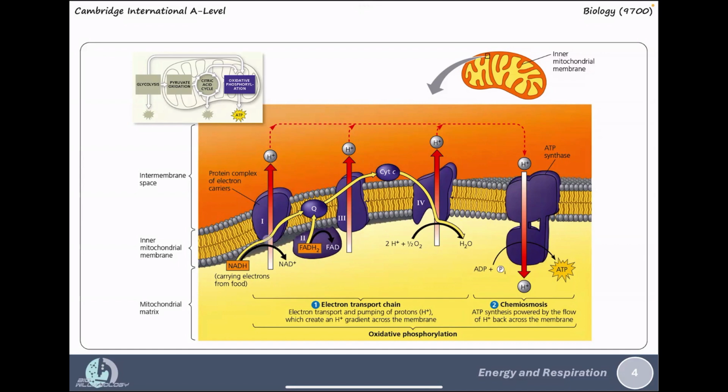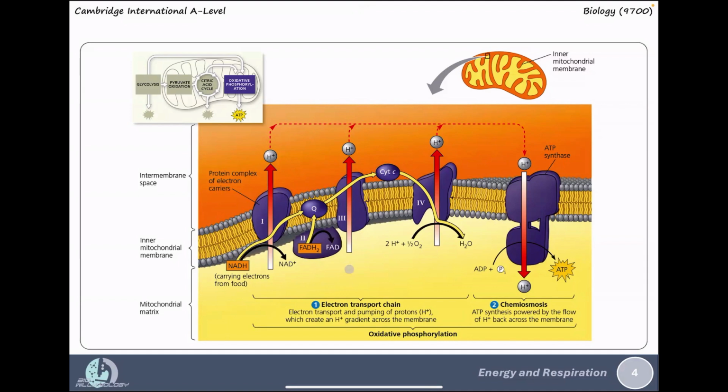You can see from this diagram that when electrons pass through the electron carriers, protons are pumped into the mitochondrial intermembrane space. Overall, the protons are transported from the mitochondrial matrix into the intermembrane space against the concentration gradient. So there is an accumulation of protons in the intermembrane space, and a lack of protons in the mitochondrial matrix. A steep proton concentration gradient is created.